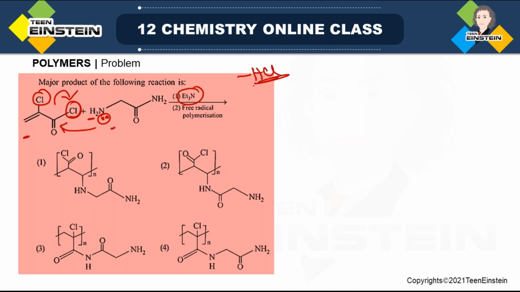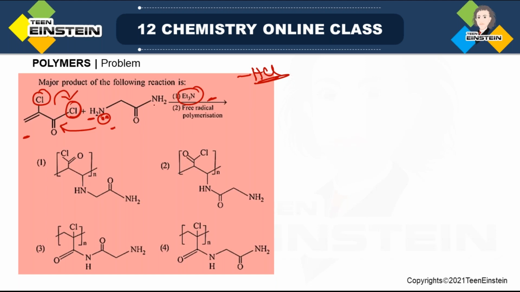Now acid is the byproduct which will be consumed by the base Et3N. That is the reason Et3N is used, which will help to remove the byproduct. As a result, according to Le Chatelier's principle, the equilibrium will be shifted from left to right. So that is the purpose why we are using Et3N.